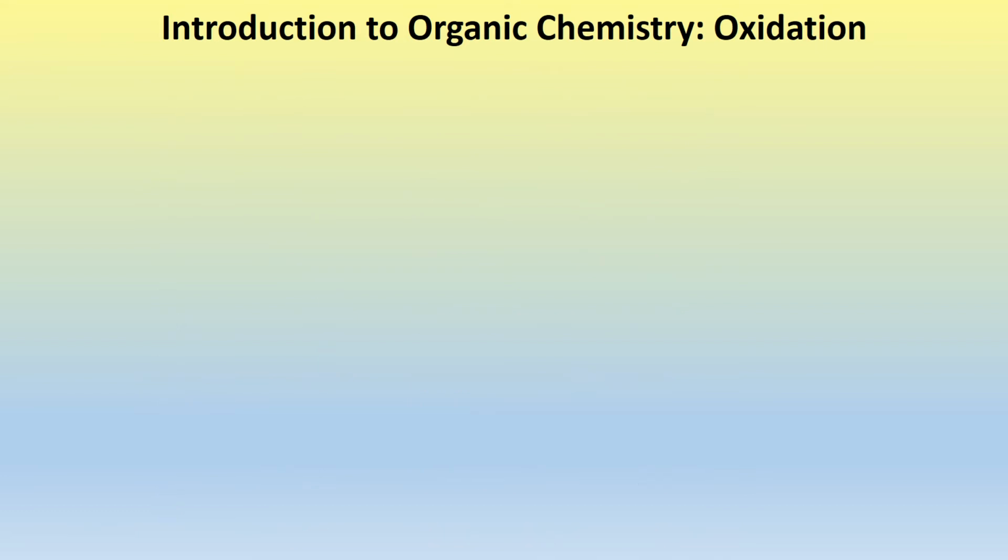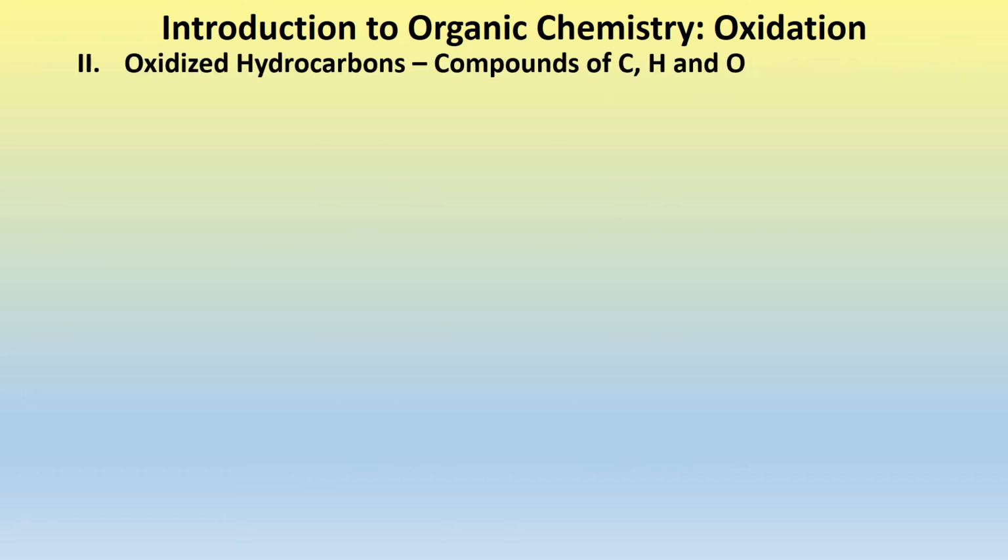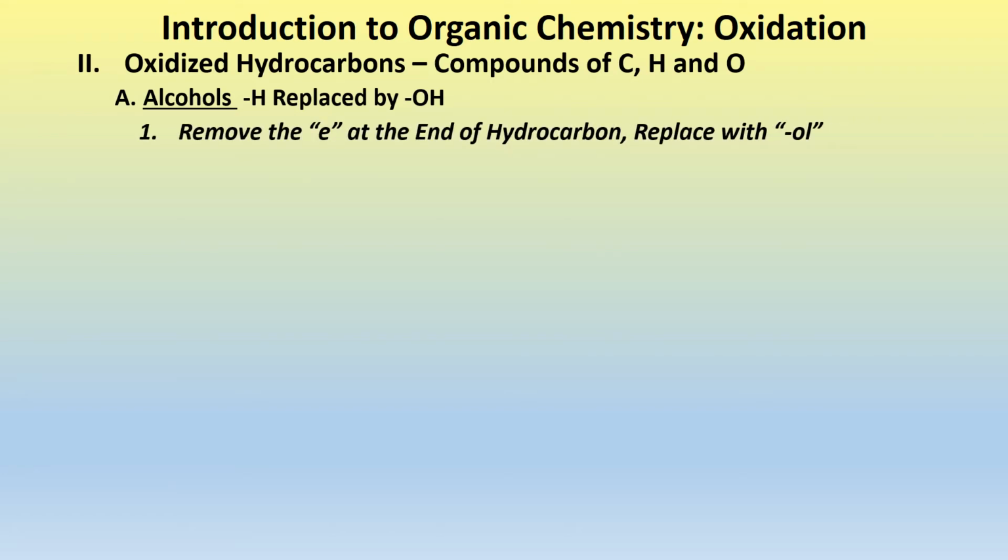So now moving on to the naming protocols for oxidized hydrocarbons, compounds which contain carbon, hydrogen, and oxygen. As you saw, the first of these are alcohols, where an H is replaced by an OH group on the carbon. To name these, you remove the E at the end of the hydrocarbon name and replace it with the suffix OL. And then the OH group has the lowest possible carbon numbering.